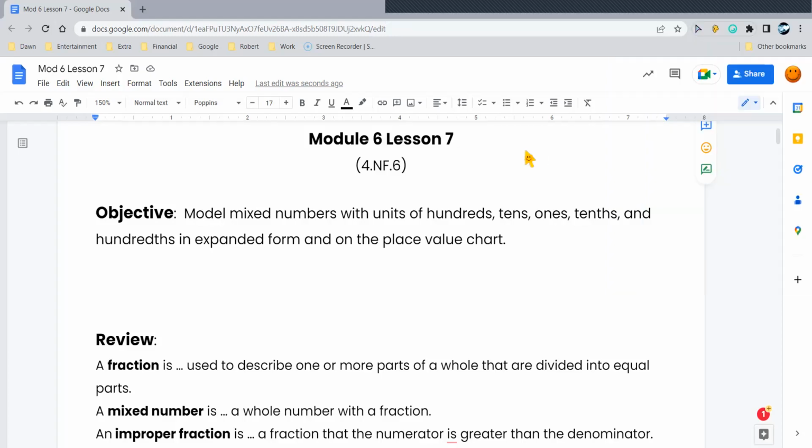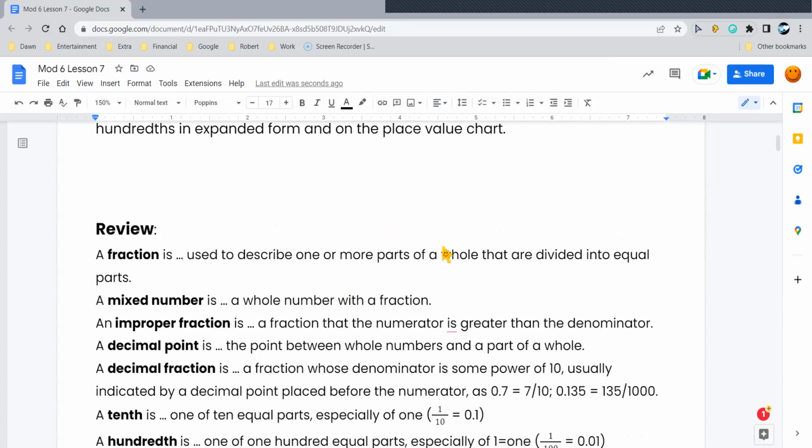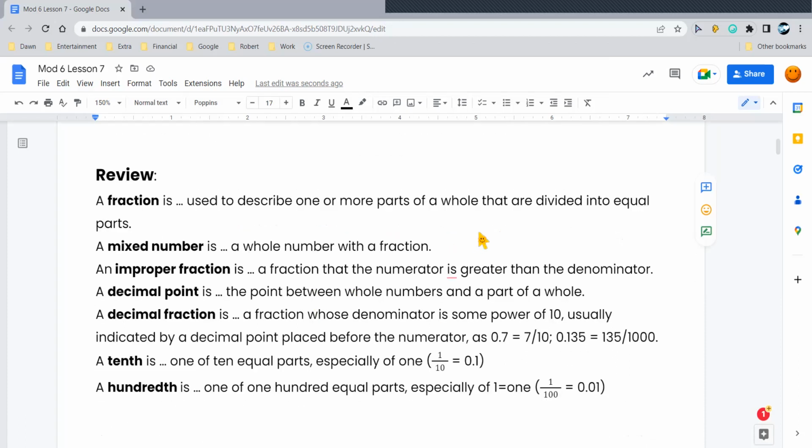Today we're working on Module 6, Lesson 7 of Engage New York. Our objective today is to model mixed numbers with units of hundreds, tens, ones, tenths, and hundredths in expanded form and on the place value chart. Let's go review our vocabulary words. Go ahead and pause the video, and once you're done, come on back.